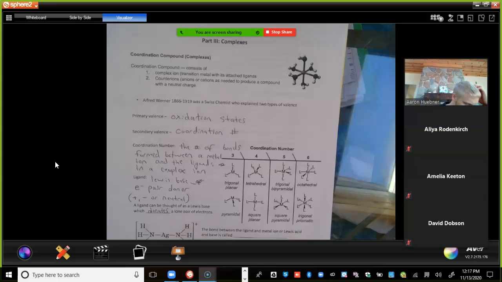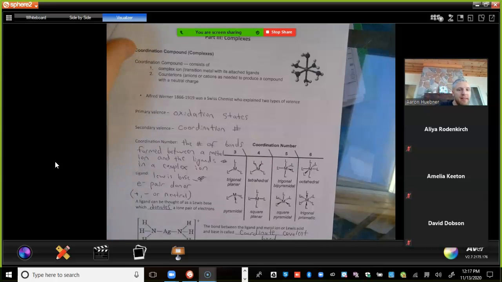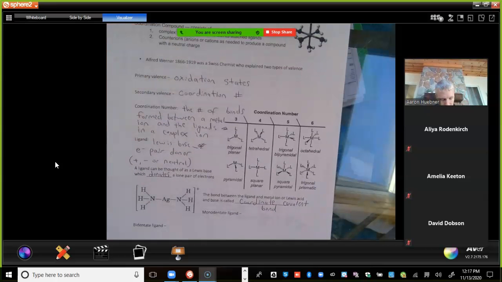So the bond between the ligand and the metal ion, or Lewis acid and base, is called a coordinate covalent bond. Then we got these crazy words like monodentate ligand and bidentate ligand. Key is mono, bi, 1 versus 2. So monodentate just means you got one ligand.